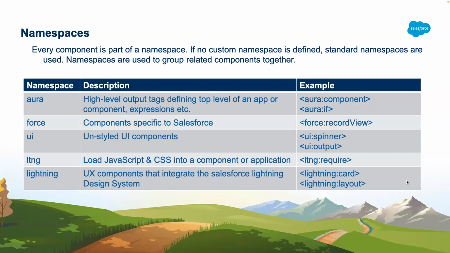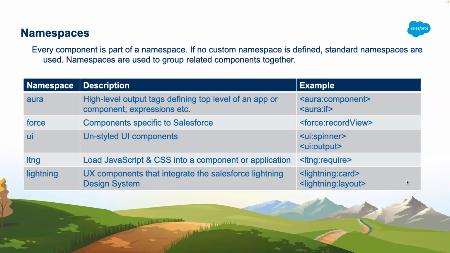Then I also have the Lightning. Lightning will be the very frequently used one. So we use Lightning as well as the Aura. So you have Lightning card, Lightning formatted email, formatted phone, which gives you the pre-formatted and validations based components. So basically, every component is a part of a namespace, which is used to group related components together.